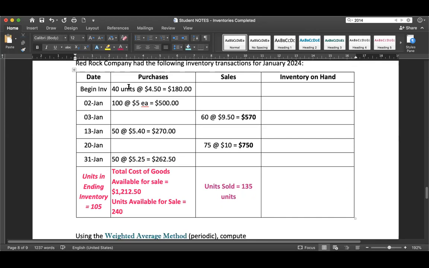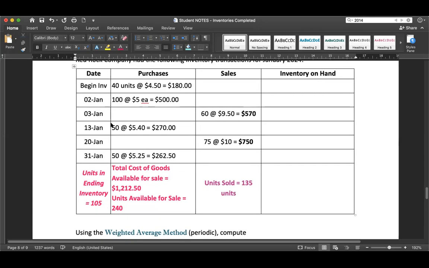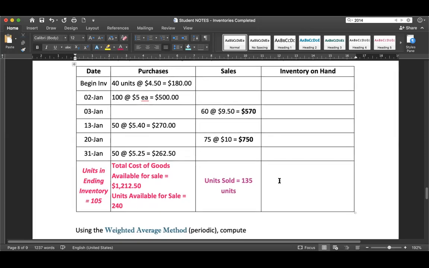So here, they had some beginning inventory, they had some purchases, they had some sales during the month of January, and the total sales were 135 units. There were 105 units in ending inventory. How do we get that? What was available for sale? All of these units here were available for sale, 240. So there were 105 left. So therefore, 240 minus 105 gives us 135 units that are sold.